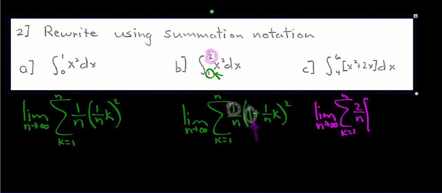Now, here's what we're going to do. We're going to do 4 plus 2 over n k squared. See, the 4 came from right there. And 4 and 2, that's 6. Plus 2 times that whole thing, that same thing.